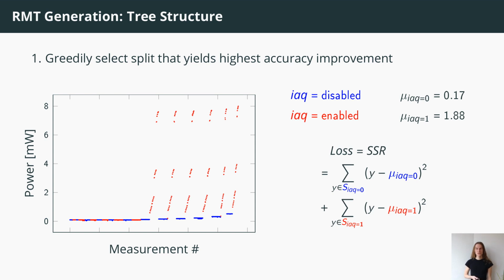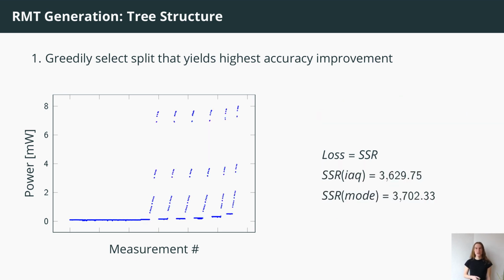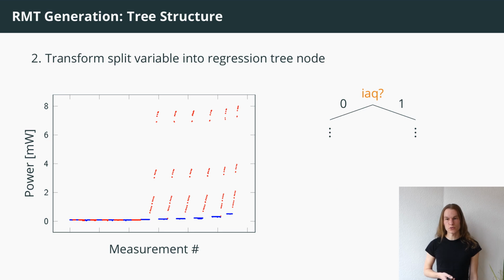So here, first we look at the air quality variable, generate a model where air quality measurements are disabled, generate a model where air quality measurements are enabled, and calculate the loss of this model, which in case of regression trees is just the sum of squared residuals. We do the same for the operating mode variable, and then compare the loss of the various variants. In this case, we find that the air quality variable leads to a slightly more accurate model. So the generation algorithm selects this variable and transforms it into a new regression tree node.